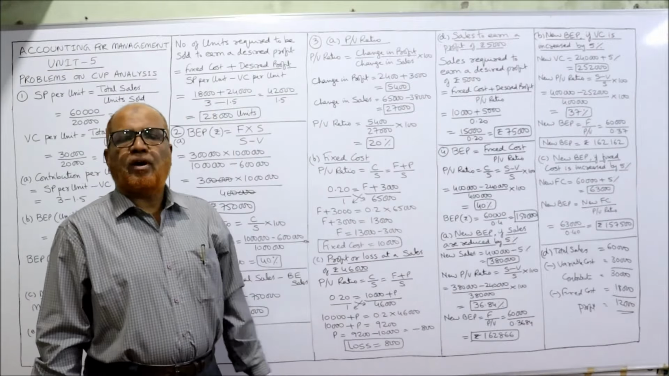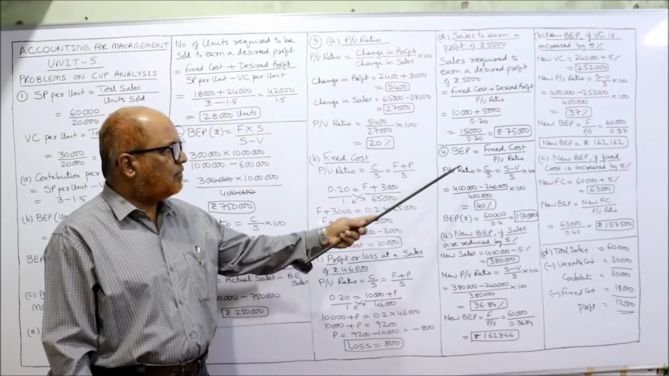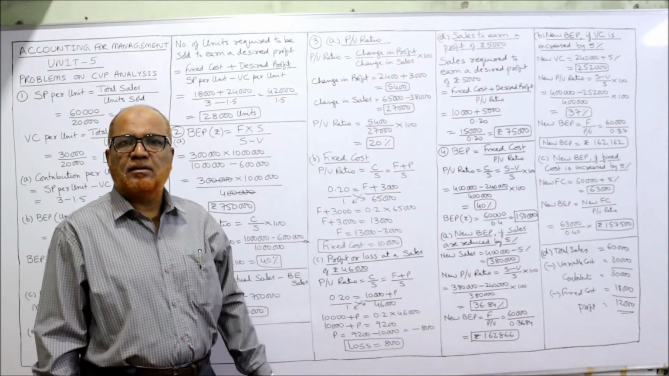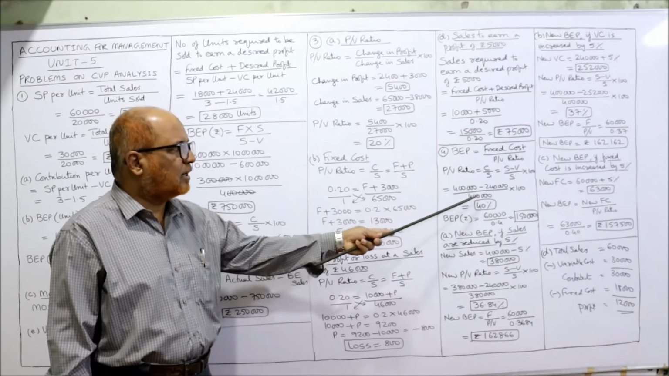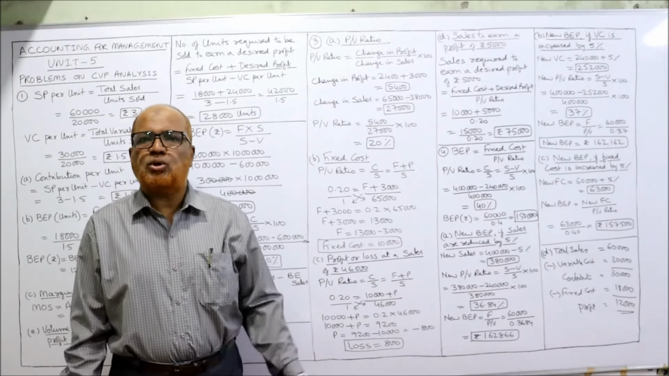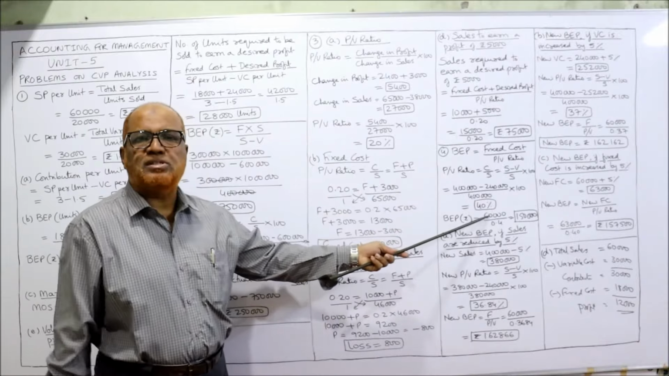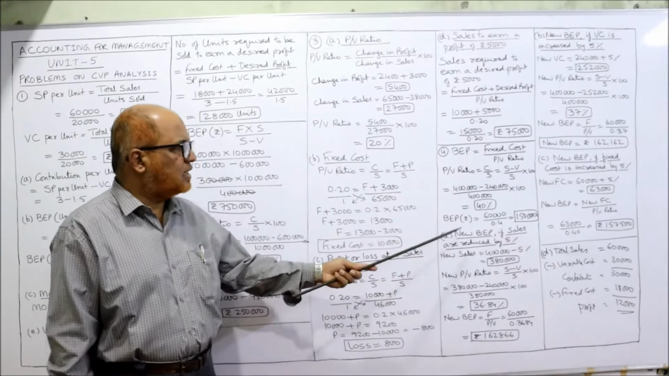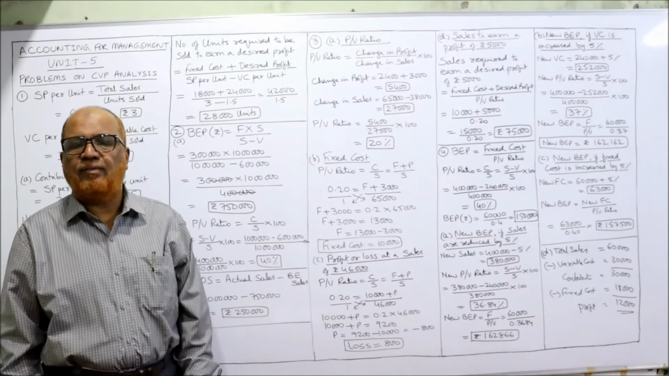See here, BEP. The formula is fixed cost by PV ratio. The PV ratio is not given, so first of all, we calculate the PV ratio. PV ratio is C by S, S minus V by S: sales minus variable cost. Sales are given as 4 lakh, variable cost 2,40,000, divided by 4 lakh into 100. 40% is the PV ratio. Now simply substitute the PV ratio in the BEP formula. The BEP is fixed cost by PV ratio. Fixed cost given in the problem is 60,000. 60,000 divided by 0.4 is 1,50,000. So without any change, we got the break-even point 1,50,000.